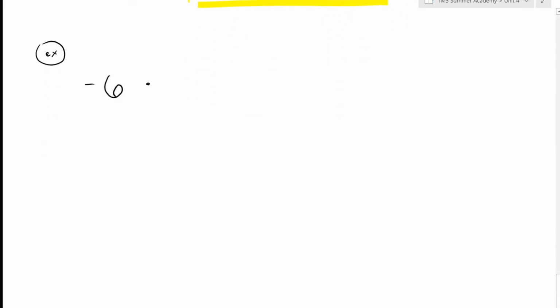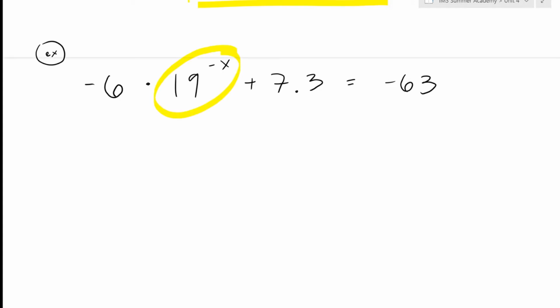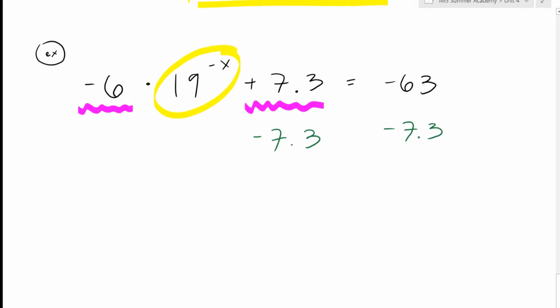-6 times 19^(-x+7.3) equals -63. Again, this is the one I want to isolate. We're either going to move the -6 or the 7.3. Well, we got to move both, but which one comes first? It's going to be the adding or subtracting number. So it's this one here. We're going to subtract 7.3 to both sides.